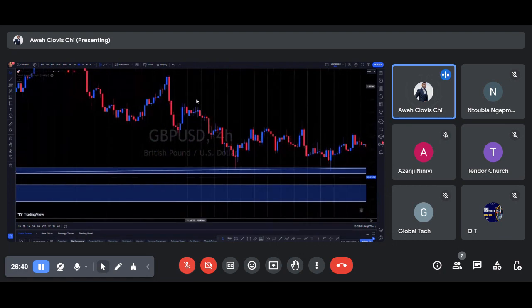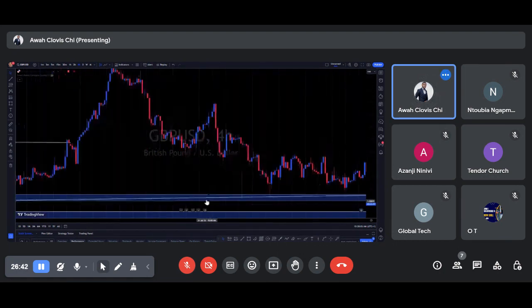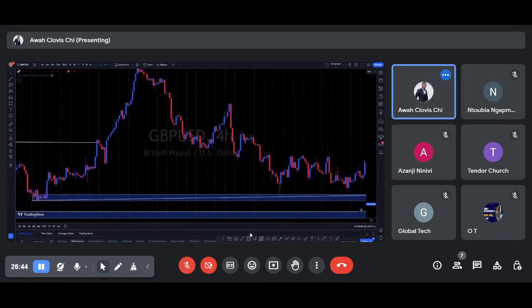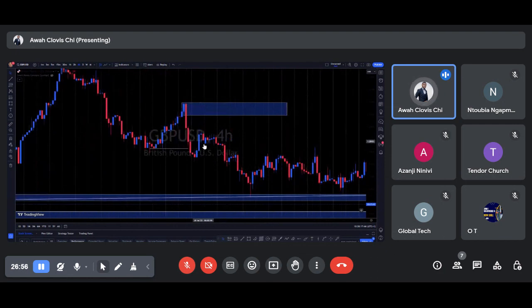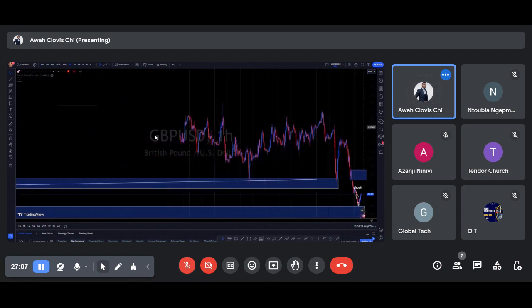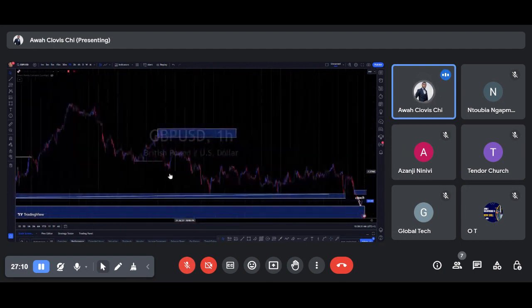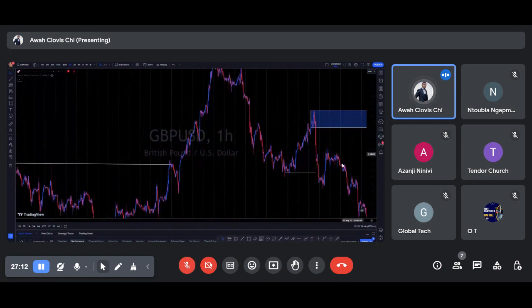Okay, so look at this level here. We could see that this level was taken out. So normally what you'll be expecting is, okay, market come back to this other block now. But the market did not come back. It just respected this fair value gap. So at this level, the selling pressure was very strong. If you look at this from maybe the 1 hour, I'm sure you'll be able to see the structural implication of what happened then.